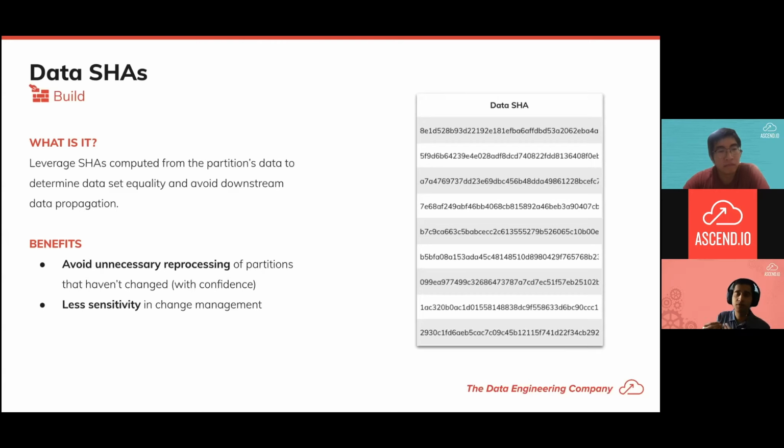It'll go ahead and reprocess, make sure that none of your historical data has actually changed because of that business logic, and those historical partitions would hit the data SHA and not propagate, and those newer partitions would use that new code logic, and those would go ahead and propagate. And so we think this is a really big game changer at Ascend.